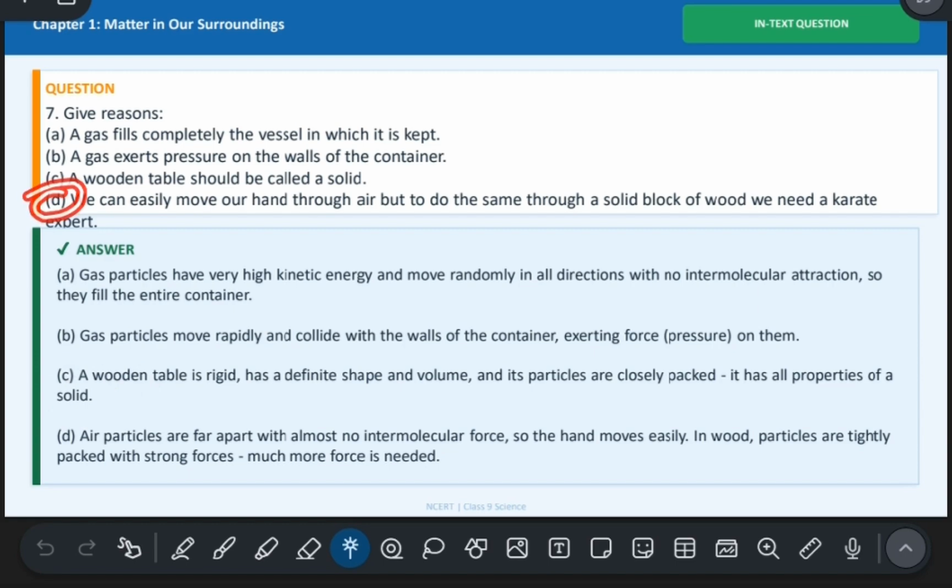Now D part. We can easily move our hand through air, but to do the same thing through a solid block of wood we need a karate expert. This is because air particles are far apart with almost no intermolecular force. So the hand moves freely and easily. In wood, the particles are tightly packed with strong forces. So much more force is needed.